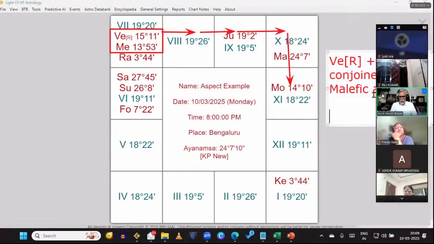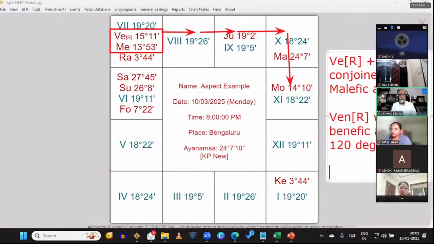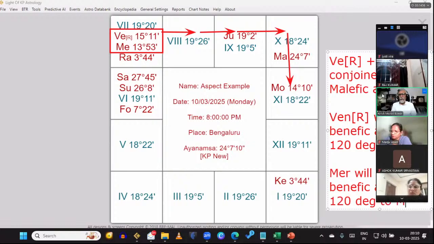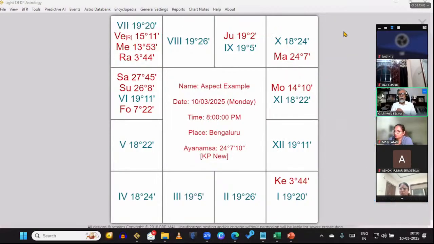Okay. Venus will give a benefic aspect of 120 degrees to Moon. So will be the case with Mercury. It will give a benefic aspect of 120 degrees to Moon. Okay, I hope this is clear to you as to how this will work. All right. Now, what happens because of this?